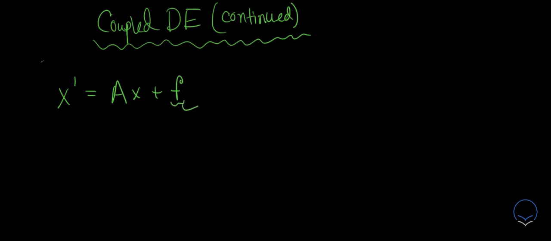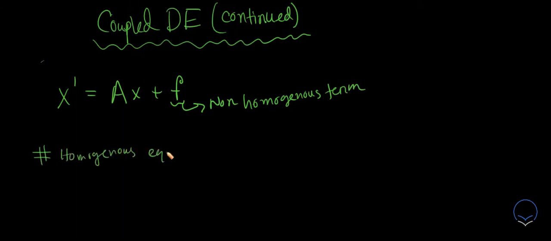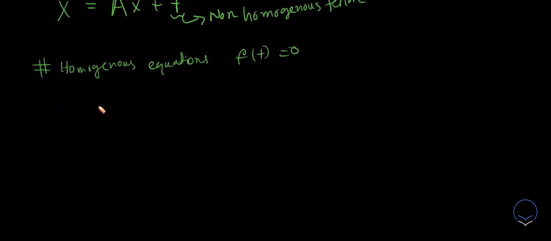This f was the non-homogeneous term, and we will only consider the homogeneous equations. That means f of t, or this f, will be 0. So our equation will now be something like x prime equals A x, right?